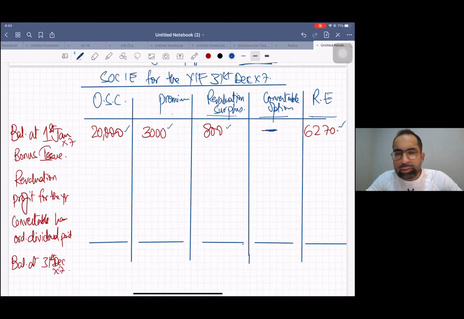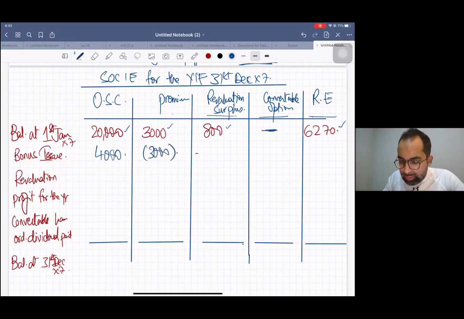Is there any rights issue in this question? No. Number two, is there any bonus issue? Yes, yes, yes. Let's post it. With the bonus issue, 4,000 was the increase in share capital. I made the entry for you. 3,000 was the decrease in share premium, and 1,000 from retained earnings. Hope you remember 1,000 from retained earnings. Okay.